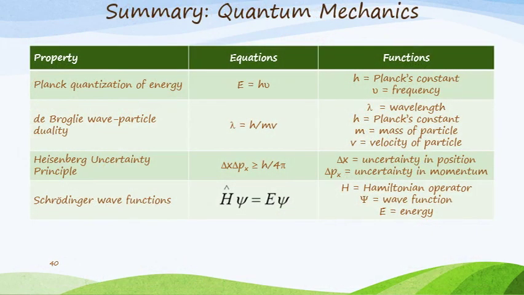All right, so let's have a look at a bit of a summary regarding quantum mechanics. We can look at Planck quantization of energy, where we know Planck's equation, E is equal to h nu, where we have Planck's constant and frequency. We've got the de Broglie wave-particle duality, where we can include the mass and the velocity of the particle. We have Heisenberg's uncertainty principle, which takes into account the uncertainty in position x and the uncertainty in momentum, which is the change delta px. And then we've got the Schrödinger wave functions, where the Hamiltonian is the complicated mathematical operation, the phi is the wave function, and the E is the energy.